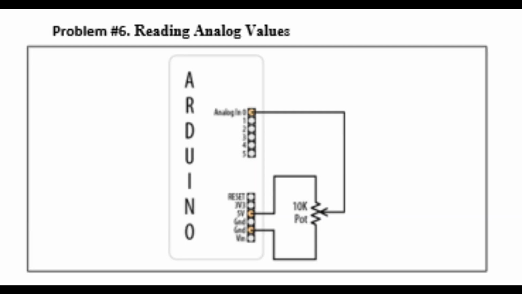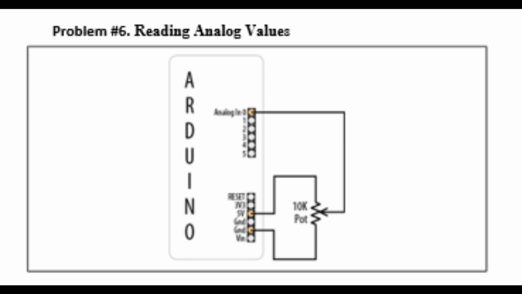Problem 6. Reading analog values. Welcome back, Arduino adventurers! Ready to unlock the secrets of the analog world? Today, we're diving into the realm of analog sensors, where voltage levels whisper fascinating stories. Grab your potentiometers and let's illuminate some LEDs.